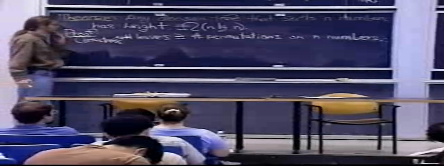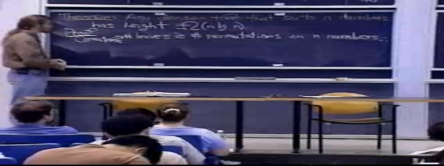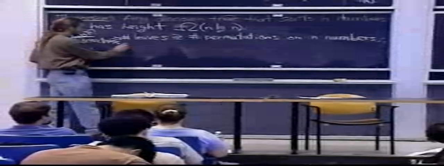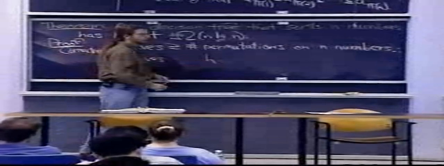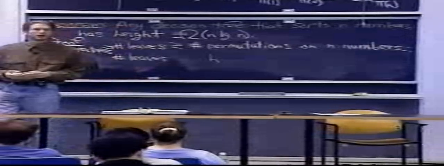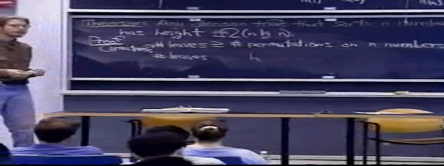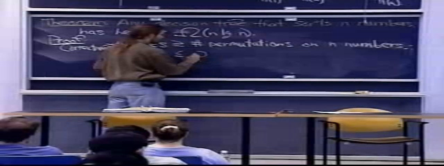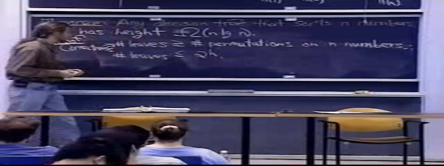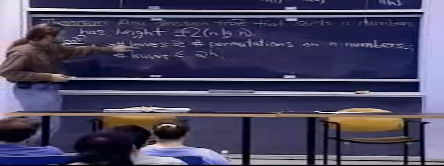Good. Now, we want to talk about the height of the tree. So how can we connect the number of leaves and the height of the tree, h? Yeah? It's 2 to the h. The number of leaves is less than or equal to 2 to the h. Good. So that's our connection.